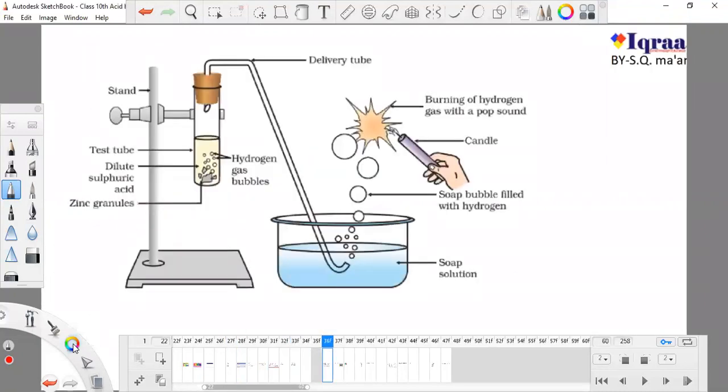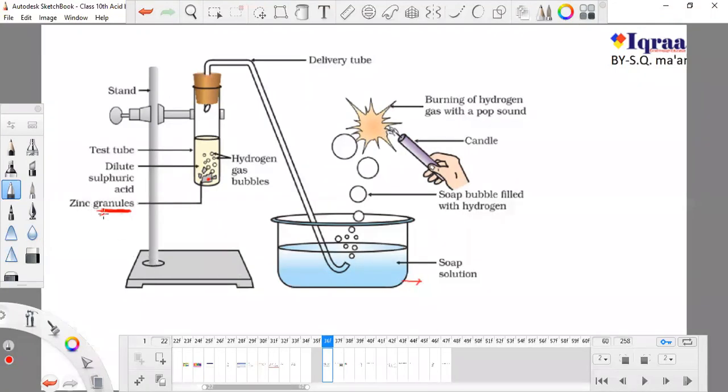We studied that when we put zinc granules, I'm underlining this word granules, it could be asked. So when we take zinc granules, this is a test tube. I think it is not so important to tell that this is a test tube and this is a holder, and you are aware of this.